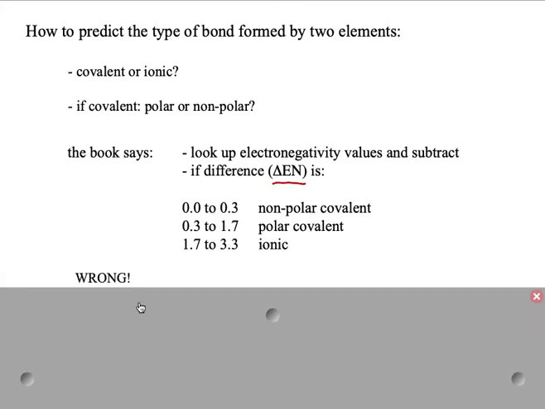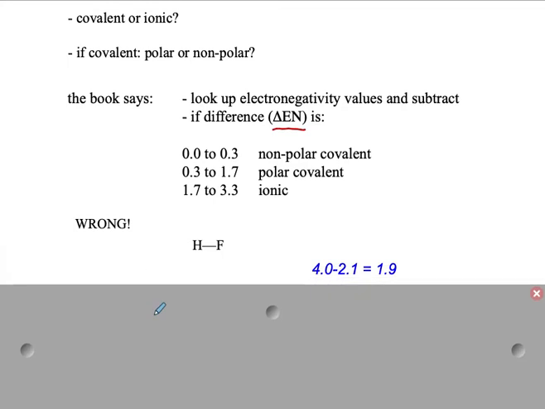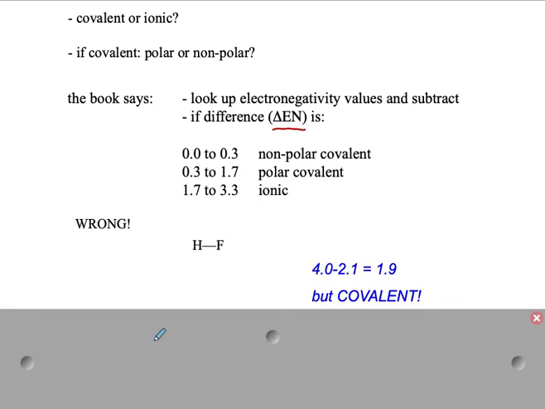Unfortunately, this is not correct, and I can show you examples where this system fails. Let's consider hydrogen and fluorine. If I look up the electronegativity values, fluorine has an electronegativity of 4.0, hydrogen 2.1. That's a difference of 1.9. The book would predict that the hydrogen-fluorine bond is ionic, but that's incorrect. We know the hydrogen-fluorine bond is covalent. It's highly polar, but it's still a shared pair of electrons.